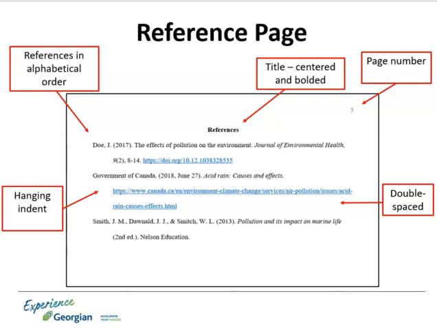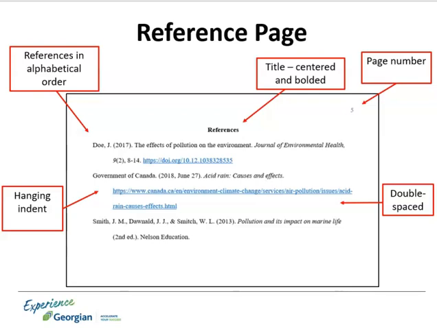Now that you have your references, they need to be put into a list, also known as the reference page. Your reference page needs to be on a separate page from the text of your paper, and it always comes at the end of your paper. As you can see in this example, the title References is centered and bolded at the top of the reference page. You should also have a page number in the top right corner, as with all pages in your paper. Beneath that is your first reference.